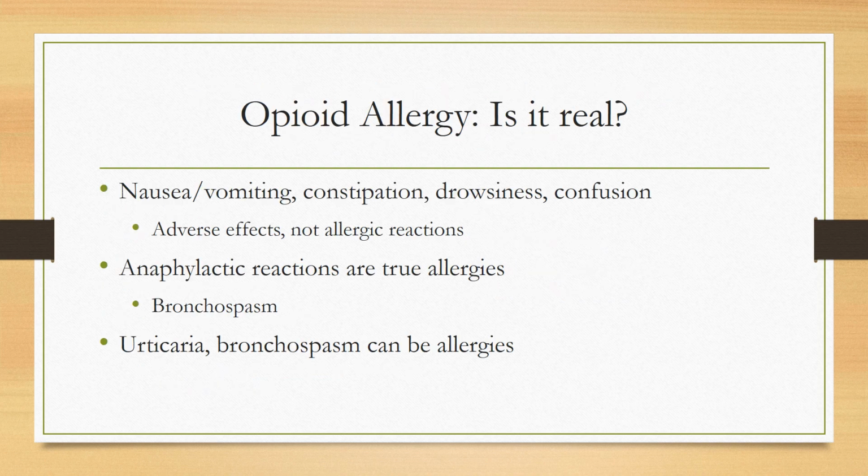And then opioid allergy. When people say they have an opioid allergy, they're talking about these side effects that aren't really an allergy: the nausea, vomiting, constipation, drowsiness, confusion. They're not real allergies. Anaphylactic reactions are more what we're talking about. So we're talking about bronchospasms, urticaria, and those are the things that we're looking out for in a true allergy.